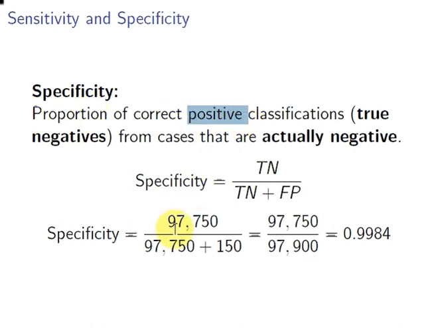We had 97,750 people who were healthy and diagnosed as healthy. Altogether, there were this many healthy people. We had falsely identified 150 people who were actually healthy. We falsely diagnosed them as sick. So altogether, in this scenario, we have 97,900 healthy people. So altogether, we've correctly identified 99.84% of the healthy people as healthy. And that ends our presentation.